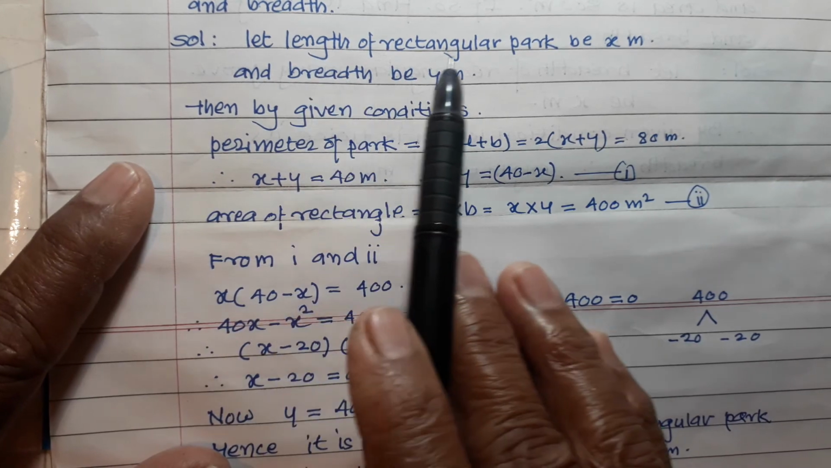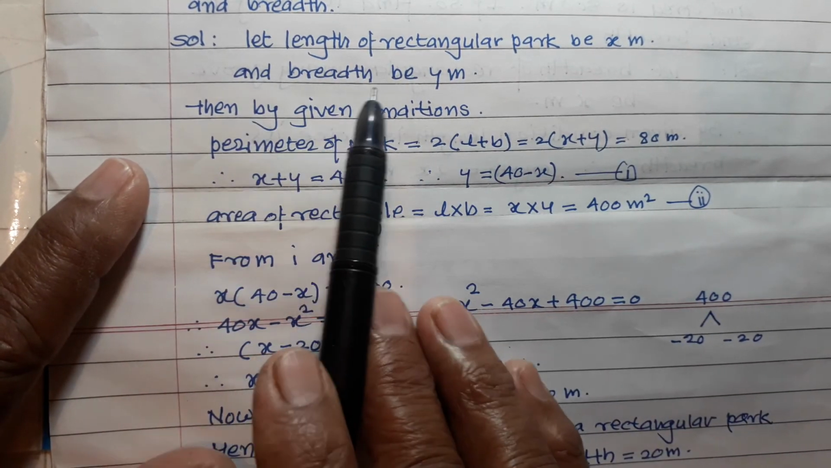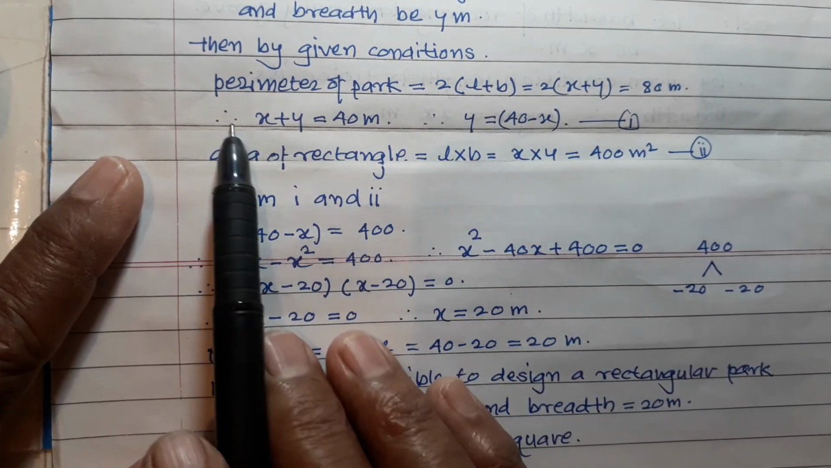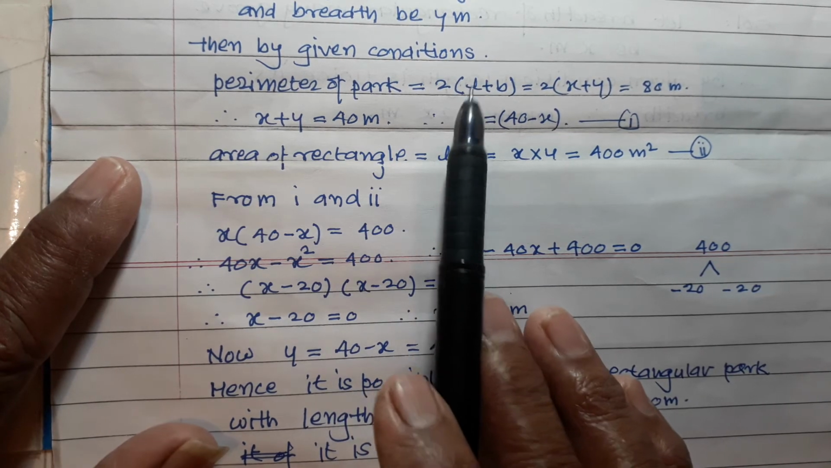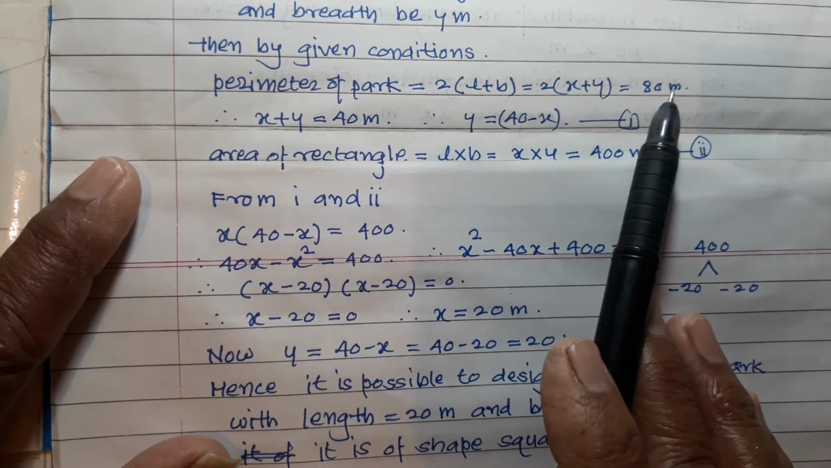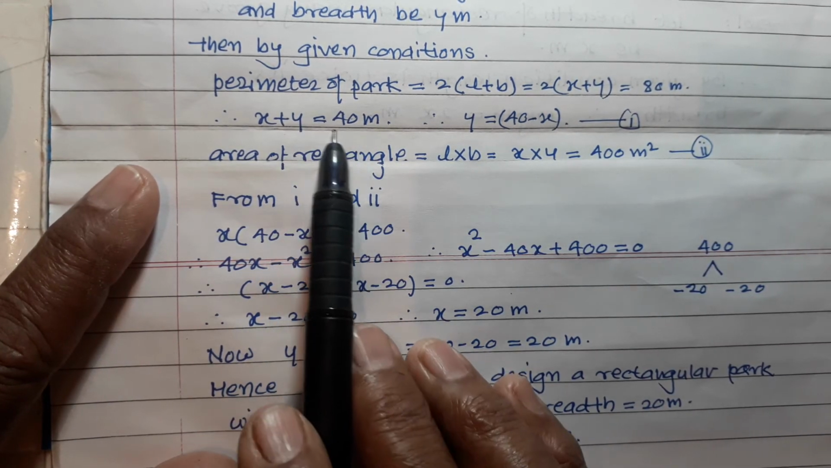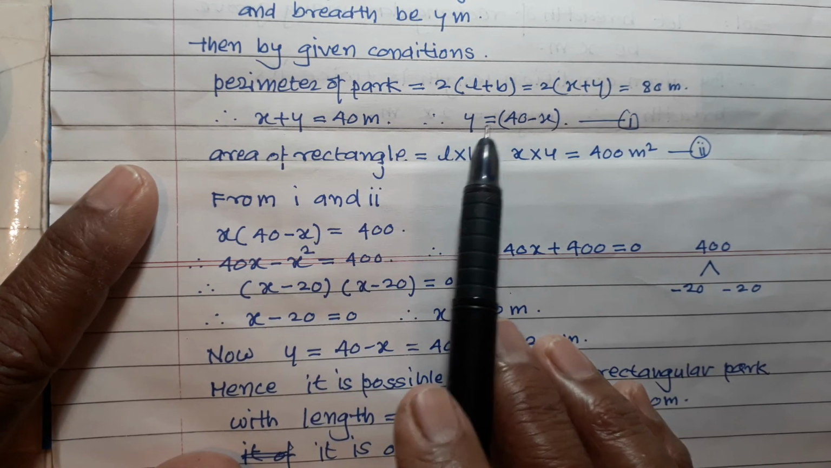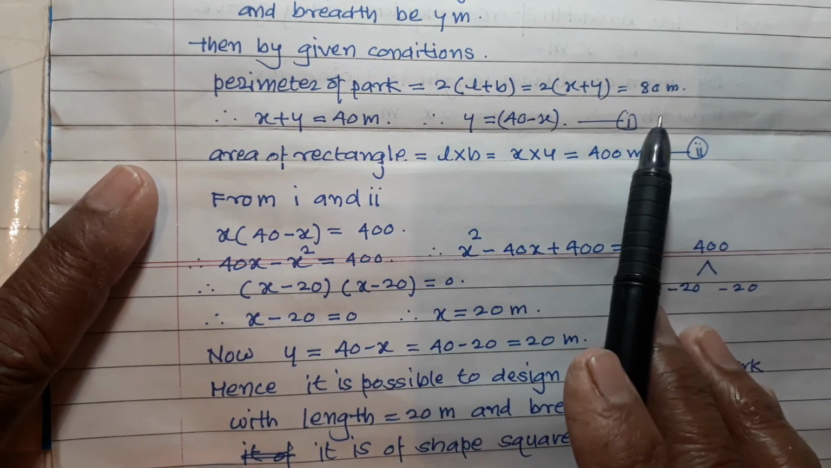Let the length of the rectangular park be x meters and the breadth be y meters. Then by the given condition, the perimeter of the park is equal to 2 into L plus B, that is 2 into x plus y is equal to 80 meters, and therefore x plus y is equal to 40 meters, and therefore y is equal to 40 minus x. This is equation number 1.